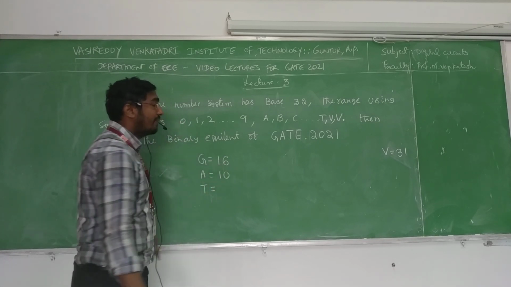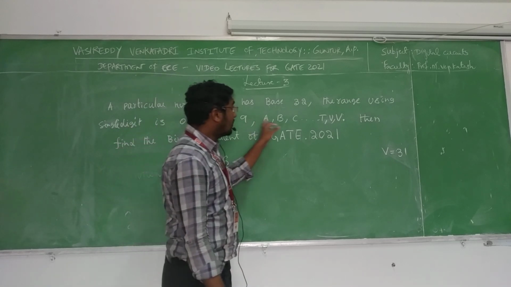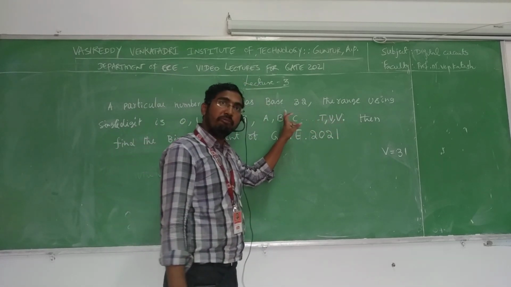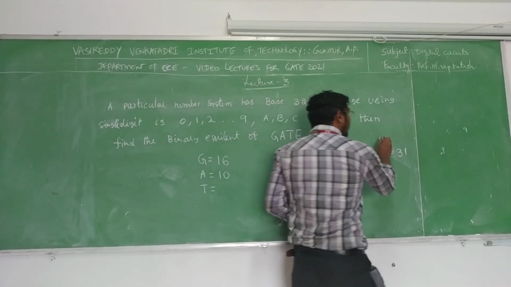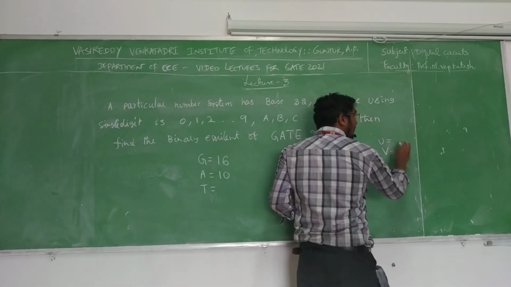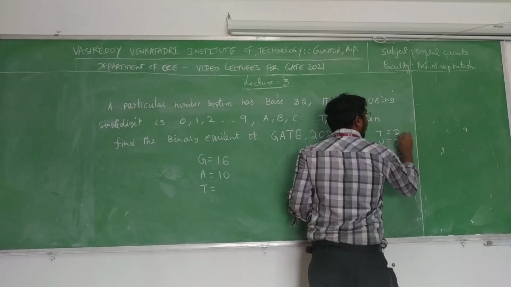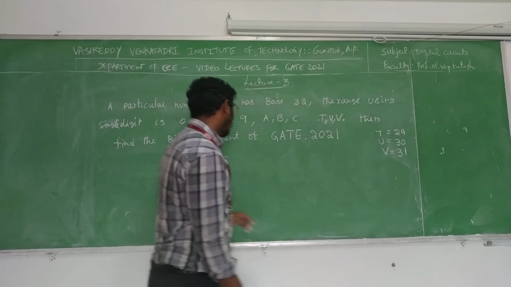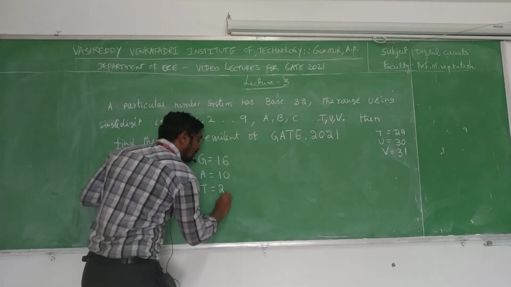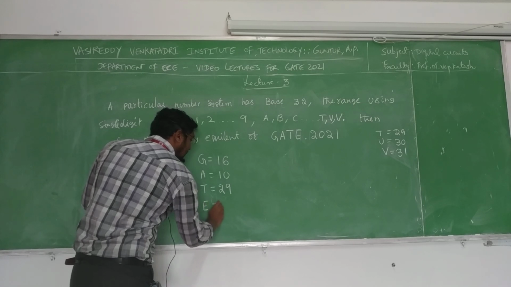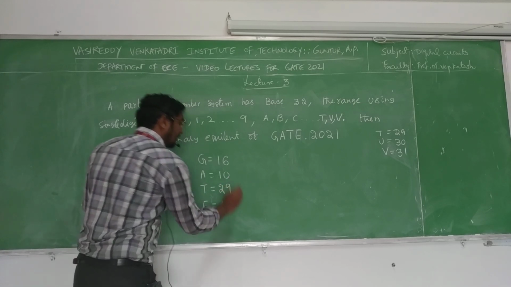Okay, so we want the value of T, right? In order to get T, instead of counting from A to T, it's better counting from B to T, because we already know the value of B, which is 31. So U will be 30 and T will be 29. Okay, so the value of T is 29. And E, we all know this. The value of E is 40.